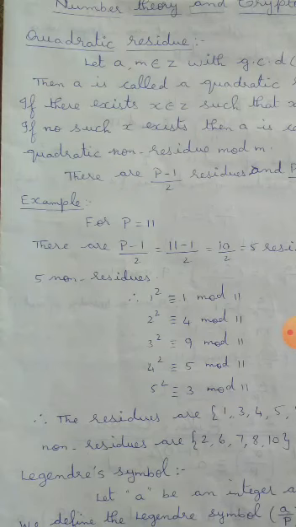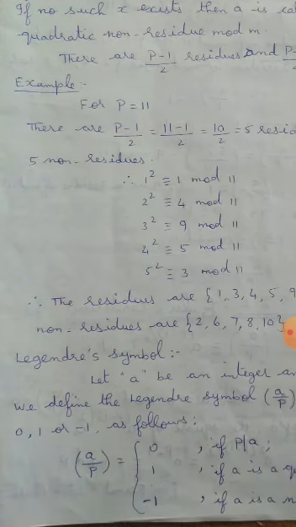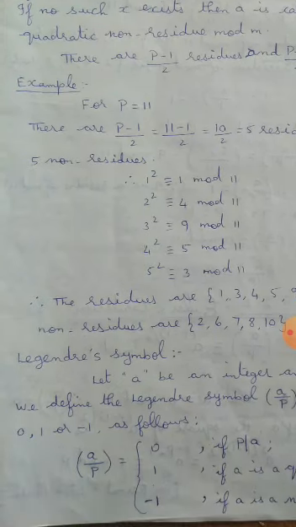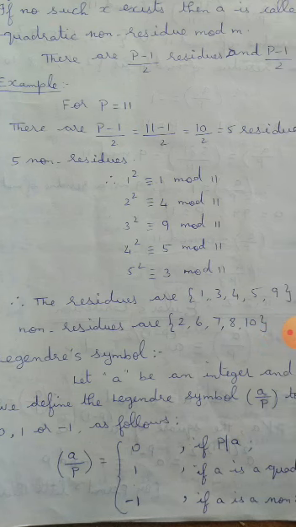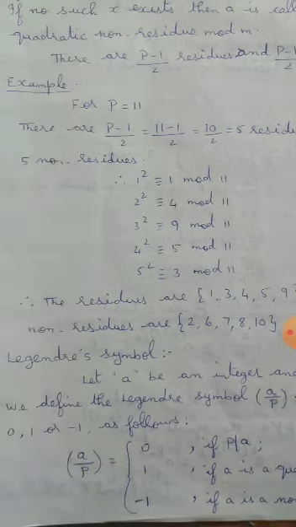Now let us see how to split these residues and non-residues. If the p value is given, then there are (p minus 1) by 2 residues and (p minus 1) by 2 non-residues. Let us see one example so we can easily understand what a quadratic residue is. For p equal to 11, there are (11 minus 1) by 2, that is 10 by 2, 5 residues and 5 non-residues. Let us see how to find these residues.